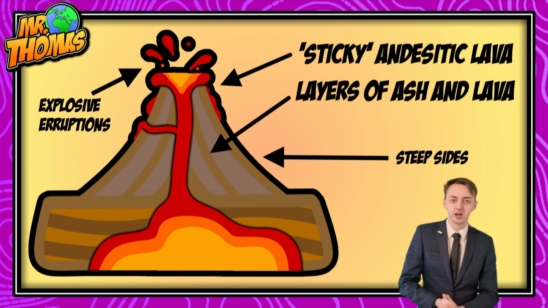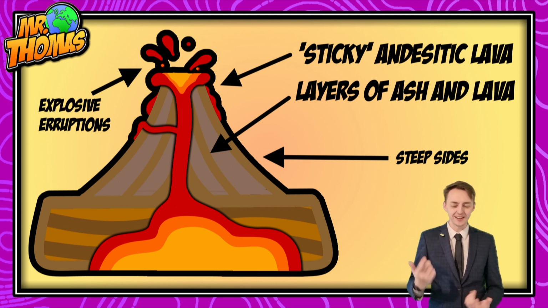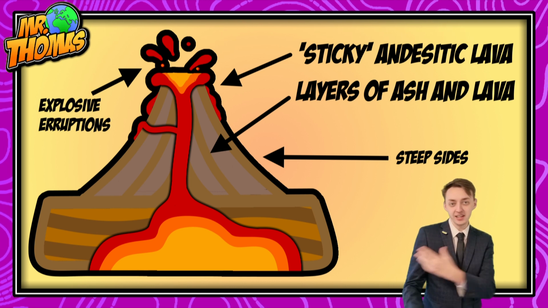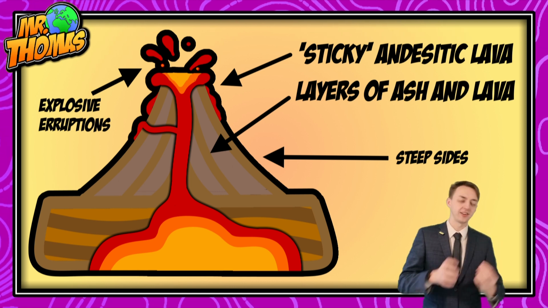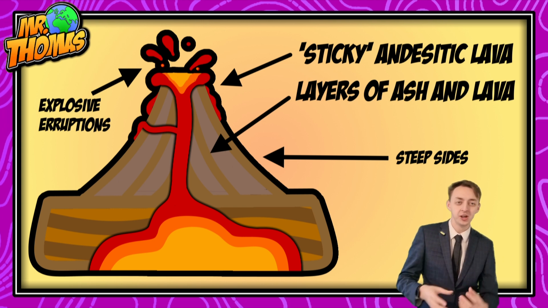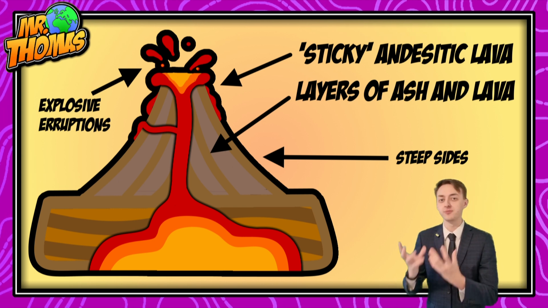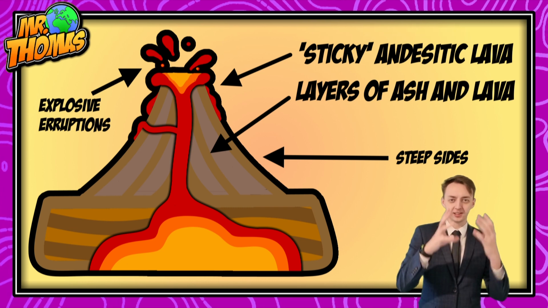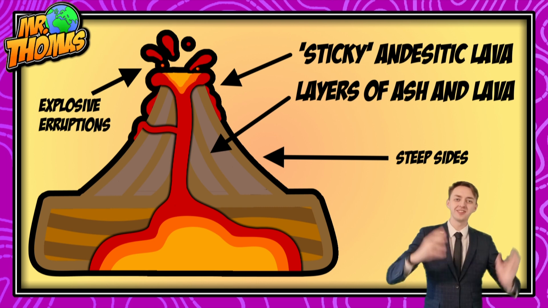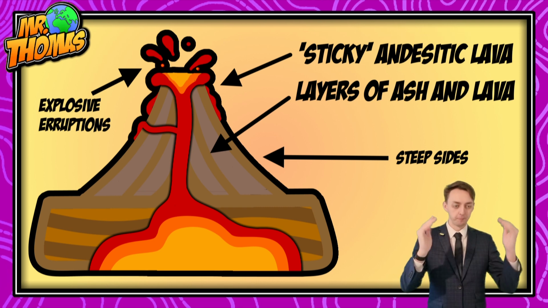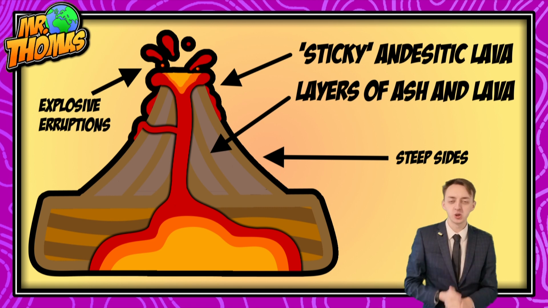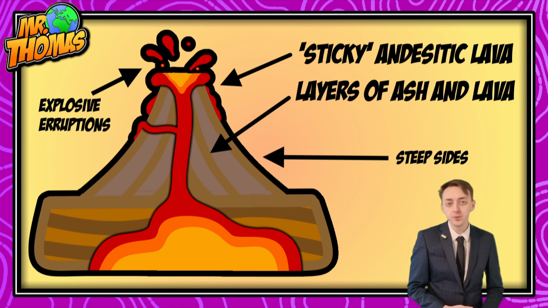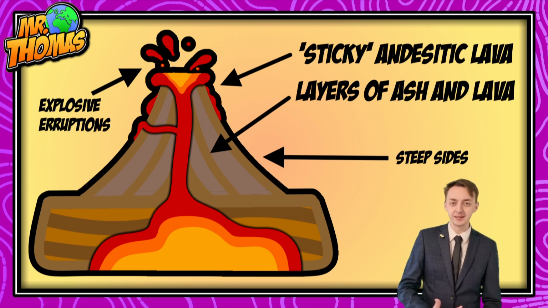Because andesitic lava flows a bit more like honey than it does water, it means it doesn't travel very far. So after the initial eruption, this honey-like, very viscous andesitic lava does not flow very far away from the original eruption site. This in turn means that the andesitic lava cools and solidifies right next to the volcano and it builds up in layers very, very quickly. This forms very steep sides, hence why composite volcanoes tend to be very, very steep.